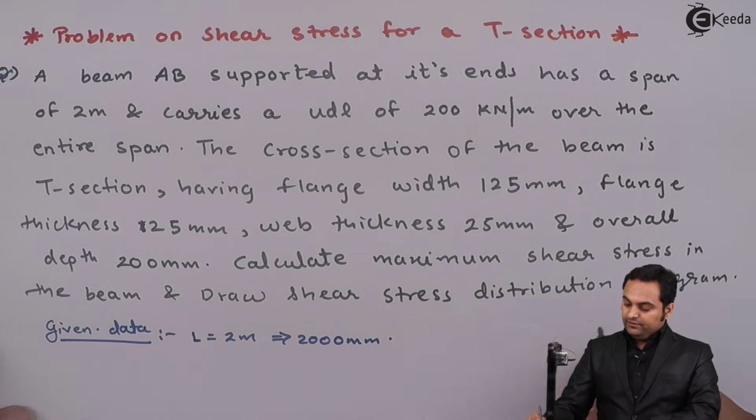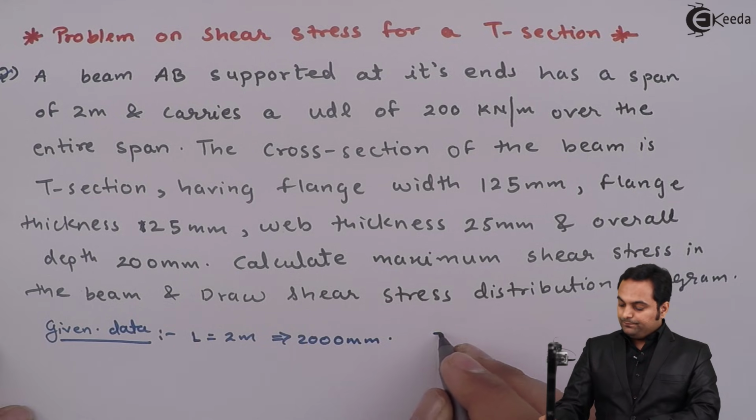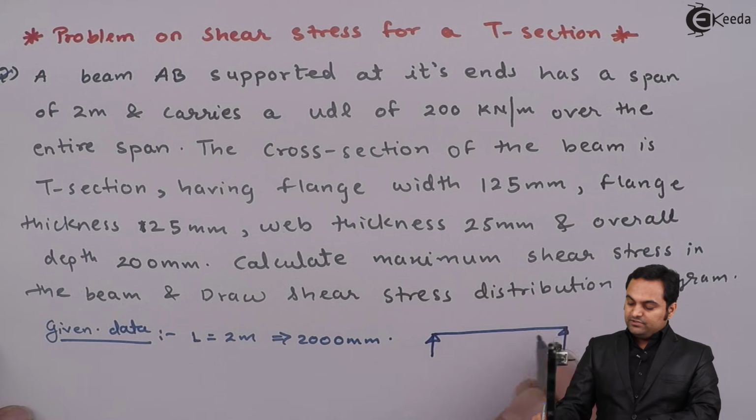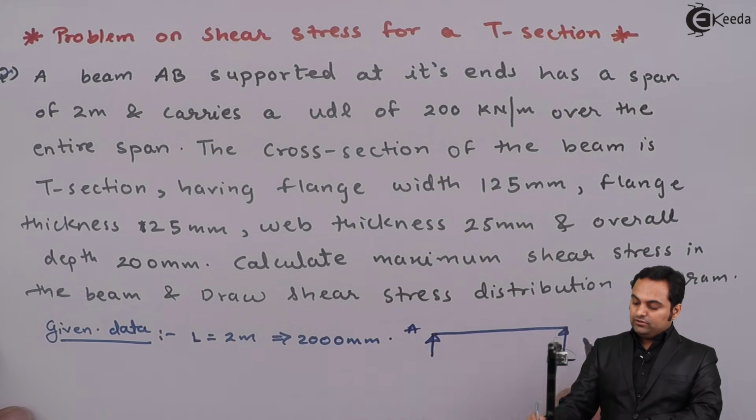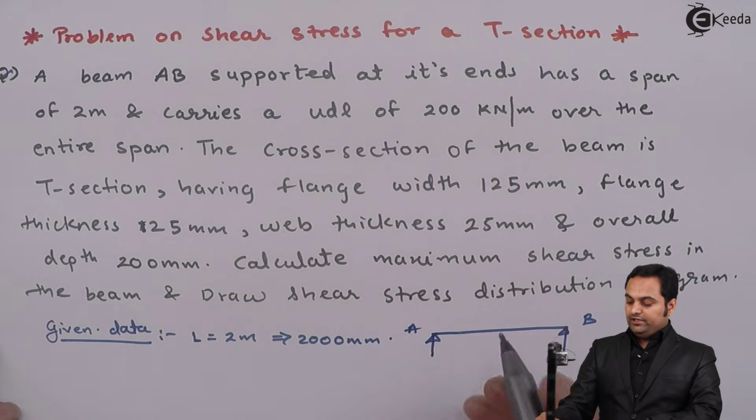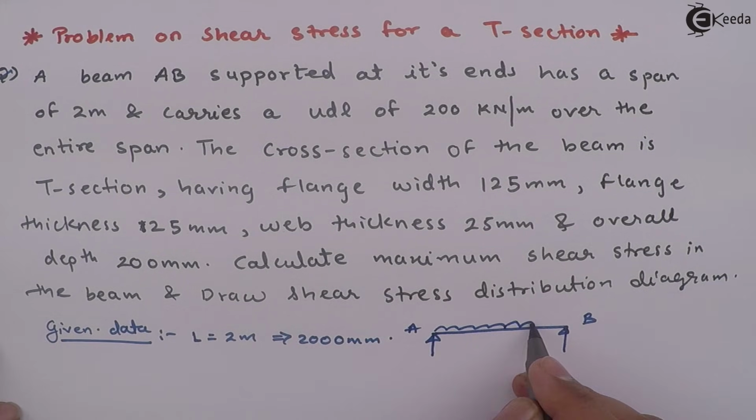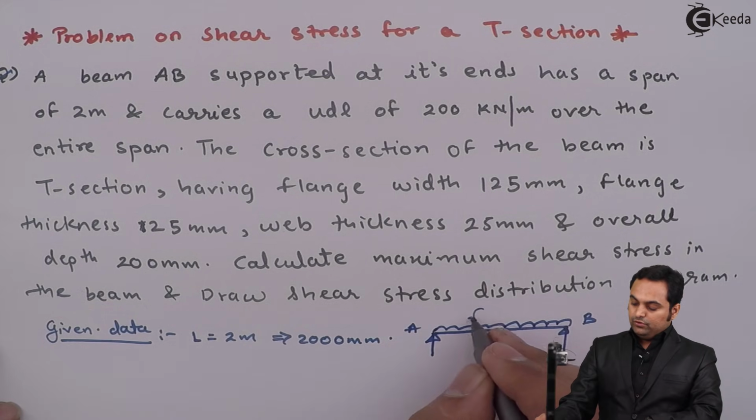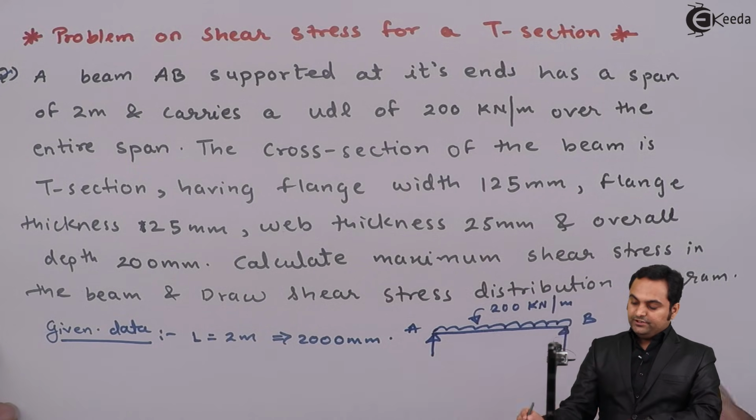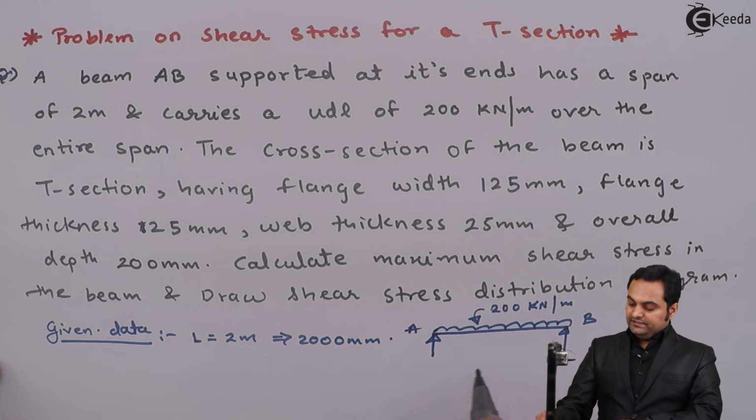So it means that here, if I can explain it with a diagram, the beam is supported at its two ends, I'll call it as end A and B, and then it carries a UDL over this beam. There is a uniformly distributed load whose intensity is given as 200 kilonewton per meter over the entire span, means over this entire length.